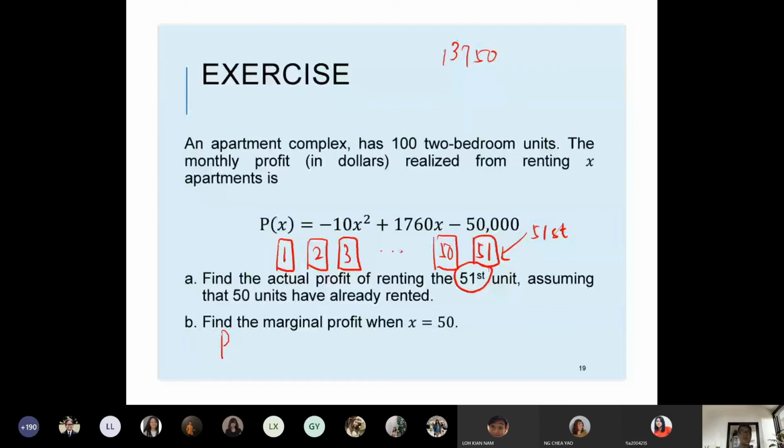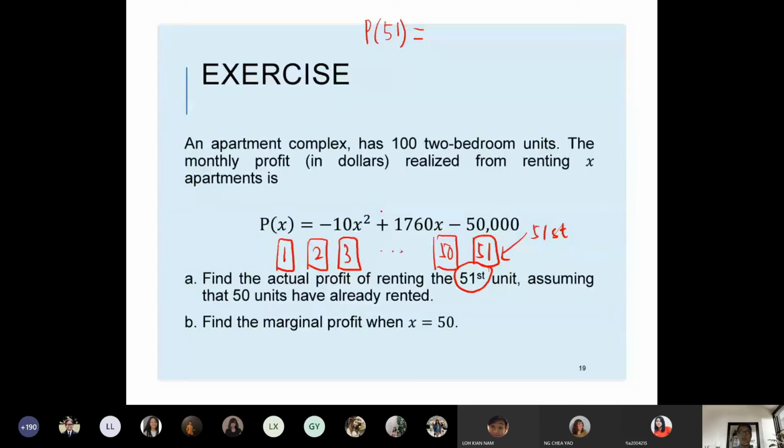Shall we start the first questions? Now, actually, question A is just for comparison. So for question A, this is what we do. We find the profit for 51 units. This is a quantity, so it means we find the total profit when 51 units of apartments have been rented out.